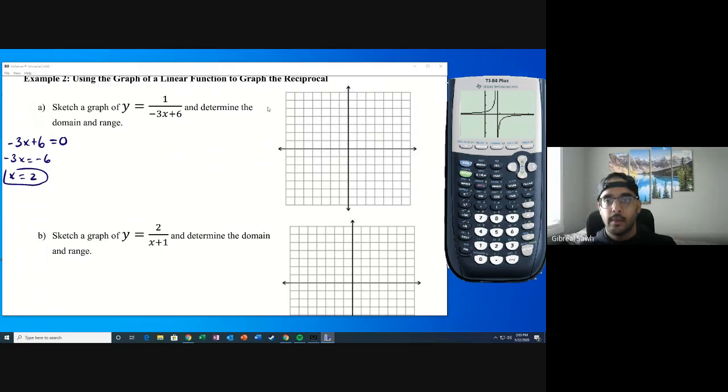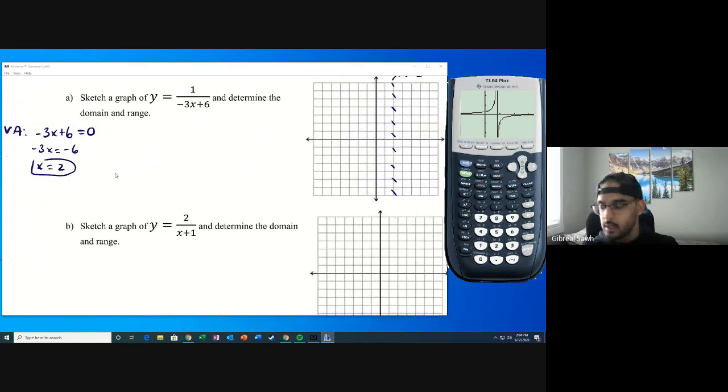Now, I'm going to include it on this graph using a dotted or dashed line. Okay, so this just gives us an idea of where that actually is, just so we know we can't actually cross it, just like here. Okay, so there's our vertical asymptote.